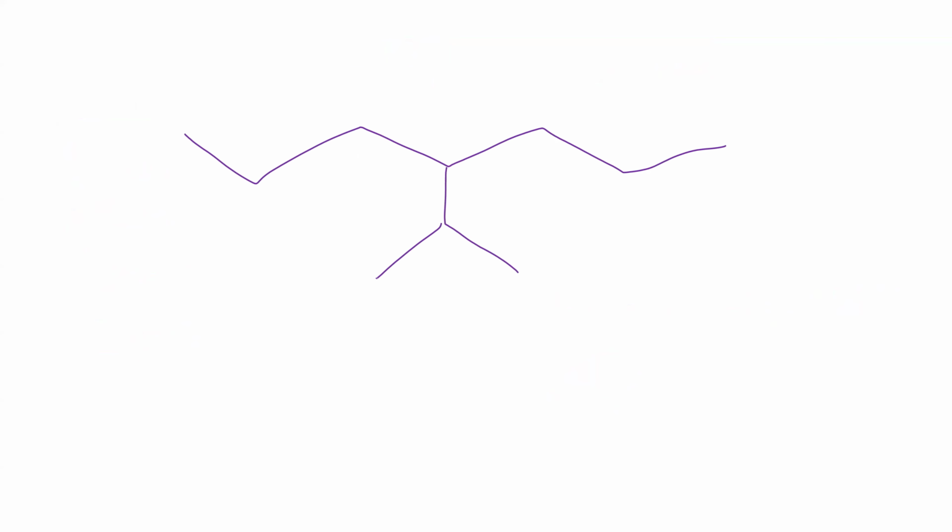what's your longest continuous carbon chain here? 7. We can't start counting here and count the way that gives us the most substituted, because then that's not 7 in a row, it's only 6, right? So it's a heptane.